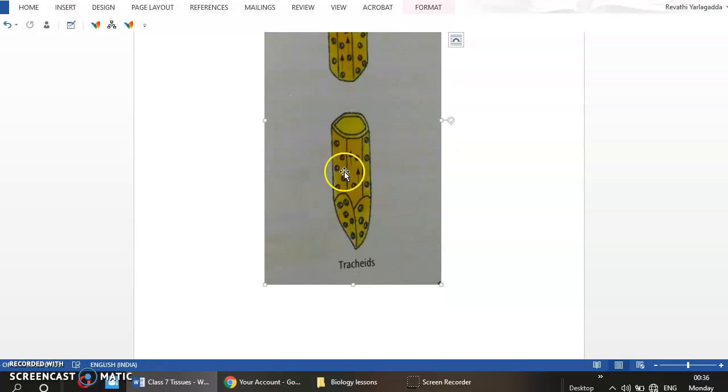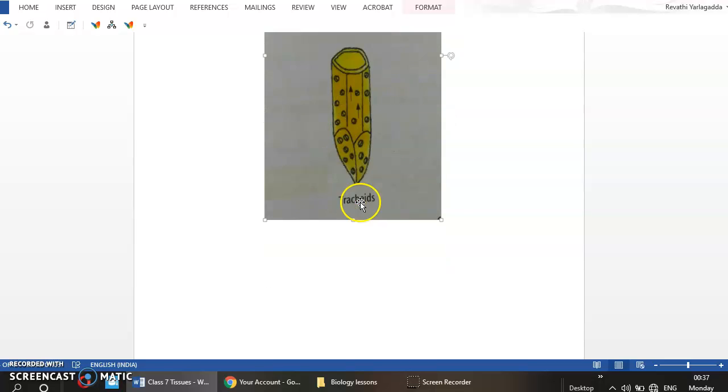Pits are present over these, the small dots which are nothing but the pits present on the walls, right? So cytoplasm is generally absent. Why is the cytoplasm absent? Because they are dead cells. So they have a large cavity, which is present inside them and is required for the transportation of water and minerals.